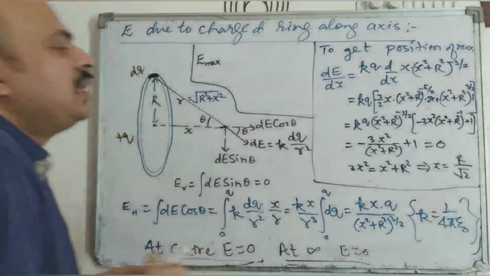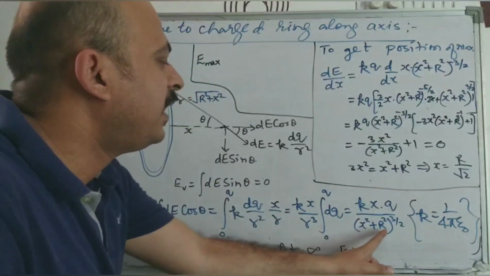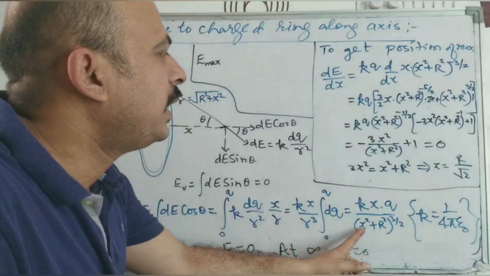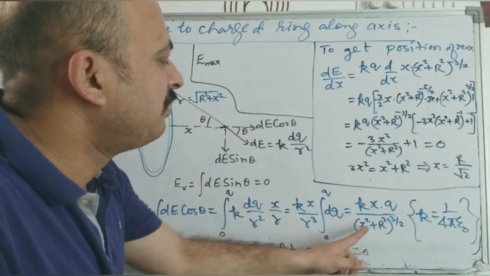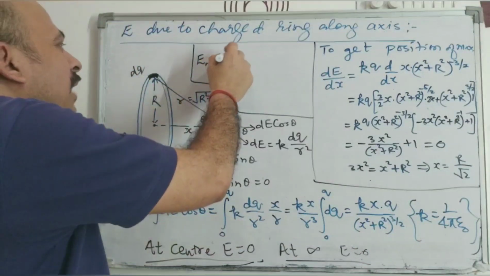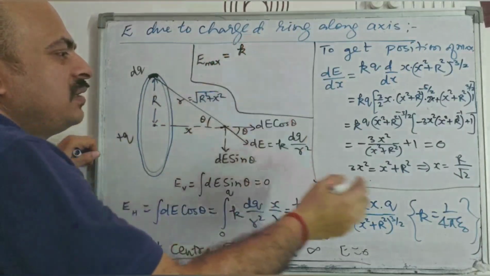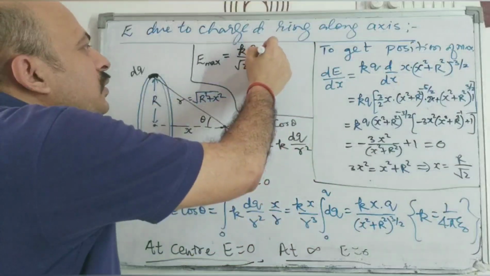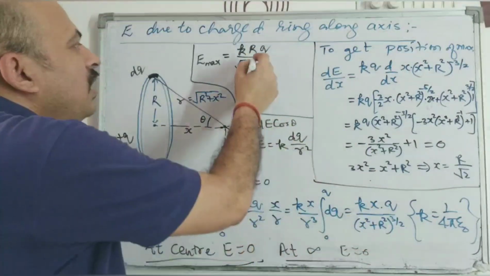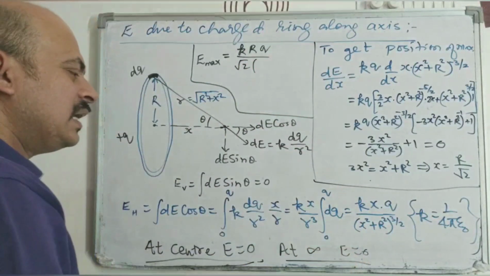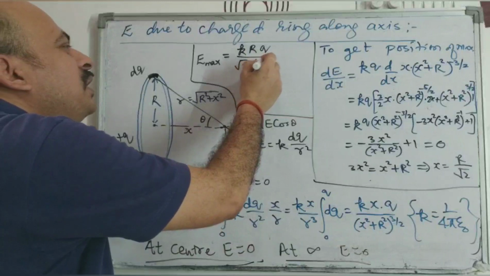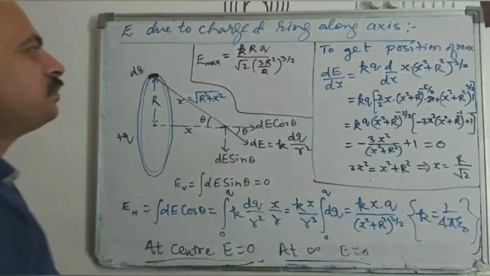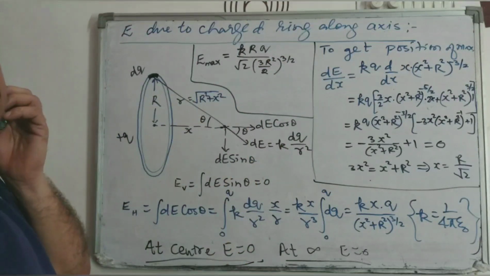Maximum electric field will be equal to, take that value of x here in that expression. So x can be replaced by this value r by root 2. So E max will be equal to k into r by root 2 into q over (r square plus r square by 2, that will be 3 r square by 2) whole to the power 3 by 2. So that will be your electric field.